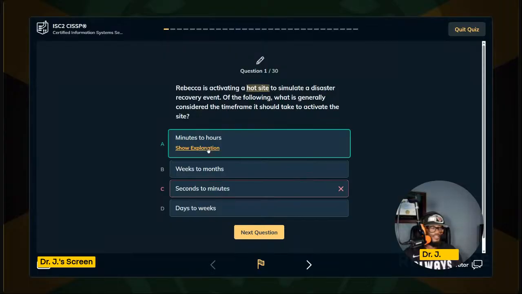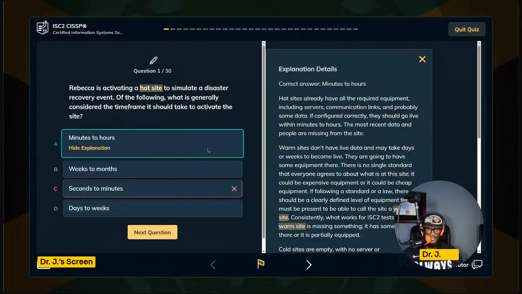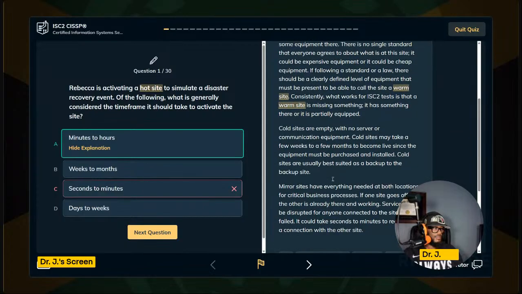Wow. Okay, that threw me off. What should I consider the time frame it should take to activate the site? If it's a hot site, then why? Let me see what they say.